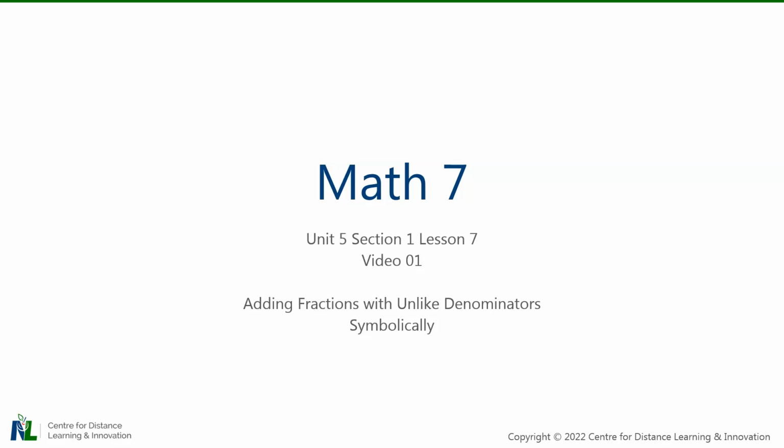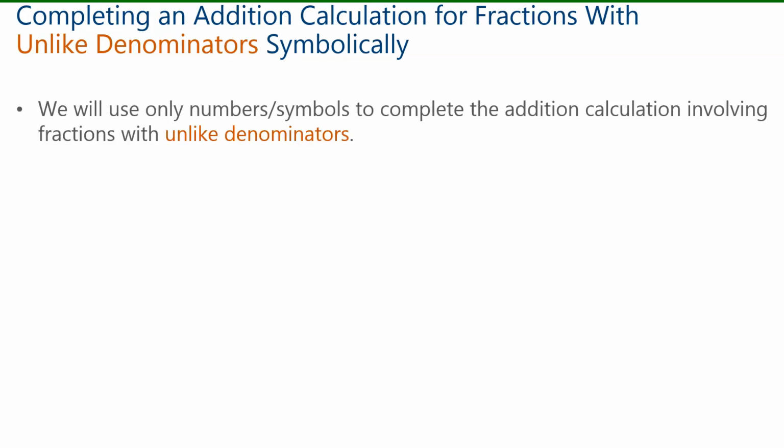In Lesson 7 of Unit 5, we will now be adding fractions with unlike denominators symbolically. So we have reached the stage where we can complete an addition calculation for fractions with unlike denominators using only numbers and symbols to complete this calculation.